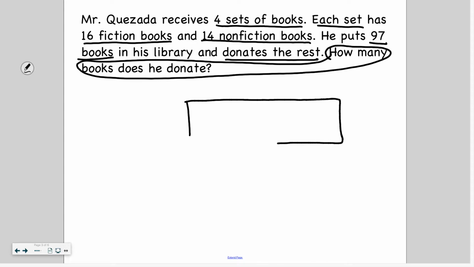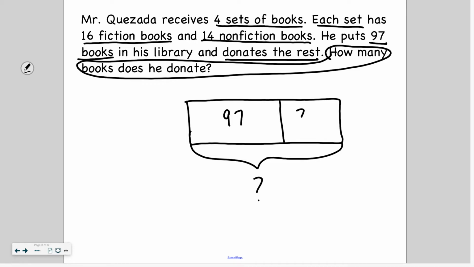So for example, I draw my tape diagram. We don't know the total, but we do know that he keeps 97 books. What we can do to figure out the total is, we know that each set has 16 and 14. 16 fiction and 14 nonfiction. I'm going to add that up. 4 plus 6 is 10. 30. So each set brings 30 books.